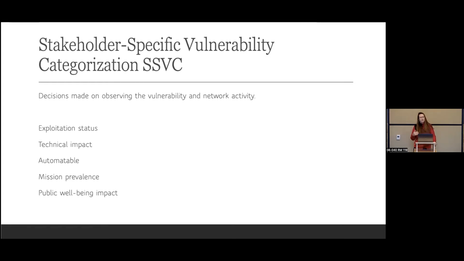And these decisions are made on the vulnerability and the network activity, whether or not there is an easy to download exploit in a marketplace. It's a tremendous driver of this. The technical impact, if it is easy to exploit, it doesn't matter if it's easy to exploit if it's automated, right? If it's been automated and people are buying it on crime forums, then this is going to change the stakeholder-specific vulnerability characterization, but it would not change the rating of the vulnerability per se.